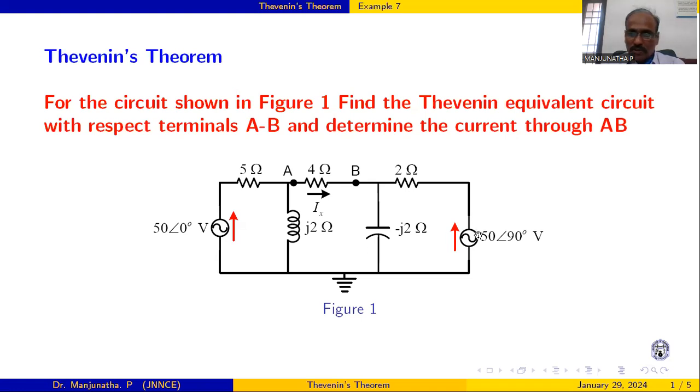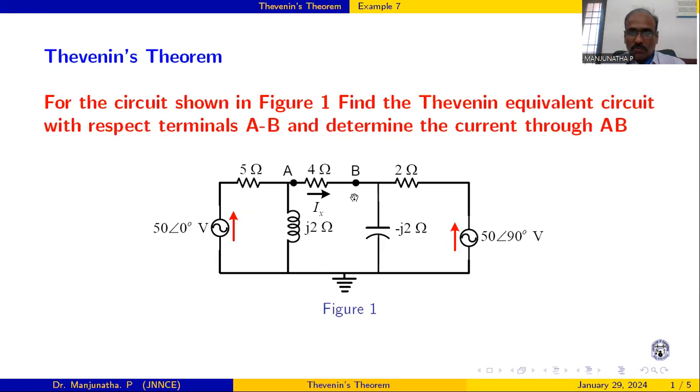This is the AC source. These are the two AC sources, a 5 ohm resistor and an inductor of j2, and there is a capacitor here. These are the two pure resistors. We have to replace this entire circuit first with the Thevenin's equivalent circuit with respect to these two terminals.